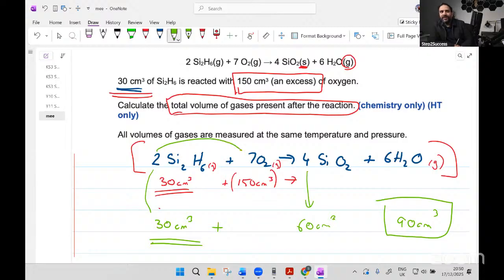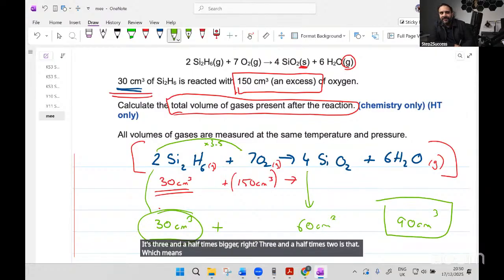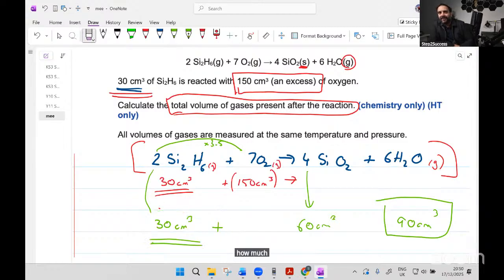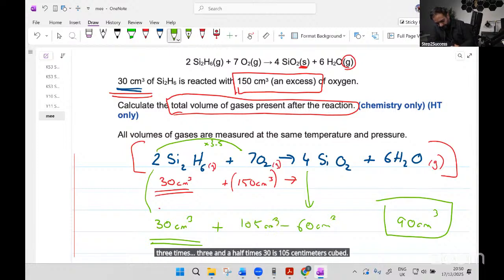Over here now, this to this, 2 to 7, well, a 2 to 7 ratio means it's 3.5 times bigger, right? 3.5 times 2 is that, which means that 3.5 times this number is actually how much oxygen is going to react here, which is 3.5 times 30, which is 105 centimeters cubed. That means that out of this 150, only 105 centimeters cubed is actually going to react. That's why it's in excess.